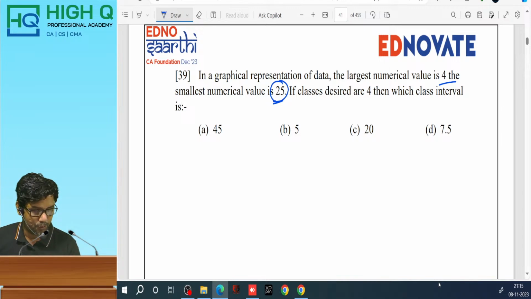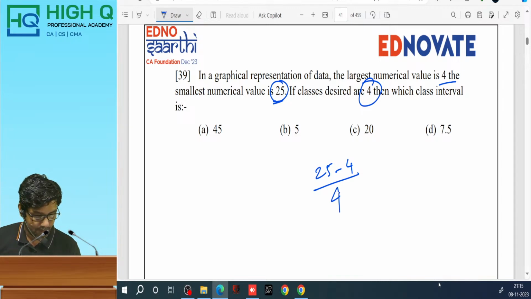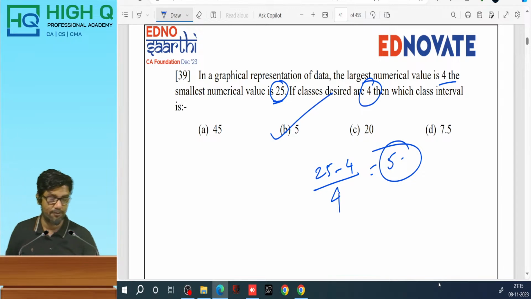Actually, it's the largest value, 25 minus 4, divided by how many you want to divide, 4, no? What is it? 21 by 4, 5 point something. So, total 5.